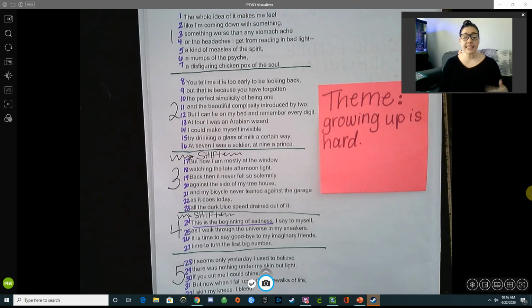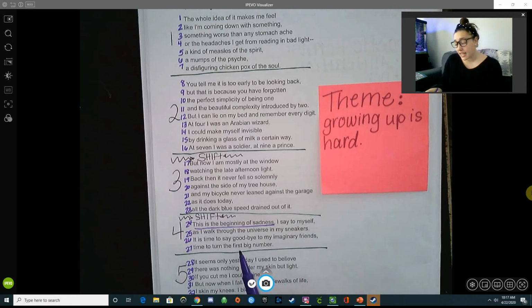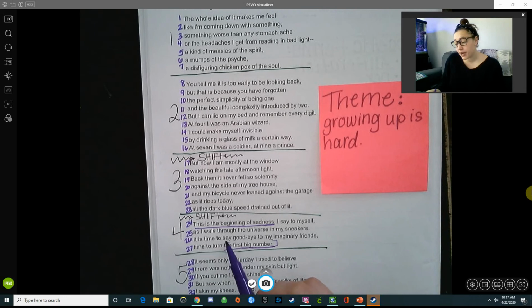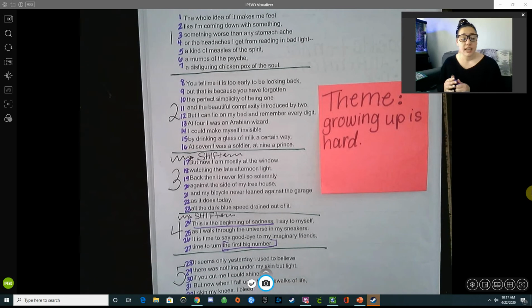If we talked a little bit more about the poem overall, the narrator is reflecting thoughtfully on his sadness about turning 10. If you look in here, I can find it, the first big number, line 27 right here. The first big number. He's reflecting on that. He's showing his thoughtfulness, and then it turns into sadness on turning that number.